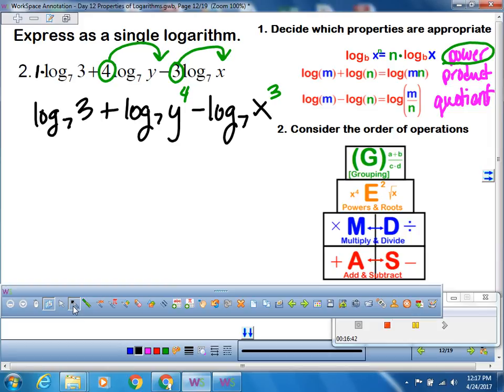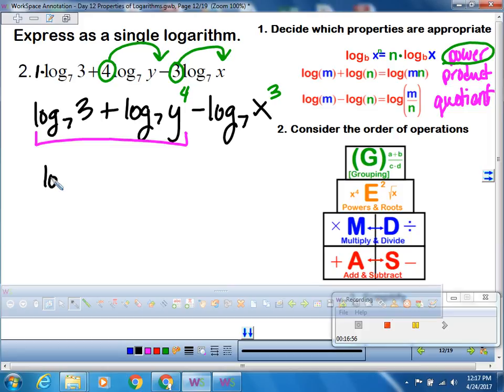Okay, so now I'm going to work with this addition sign. Now I'm going to do this right here. The important thing about these properties is you can only use them with the same bases. Notice these all have the same base. So now I have log with a base of 7, and my plus means I'm going to use product, right? So it's going to become 3y to the 4th. I have my 3, I have my y to the 4th, and that's being subtracted by log base 7 x cubed. Hold on, let me just keep going, and then we'll go back to questions.